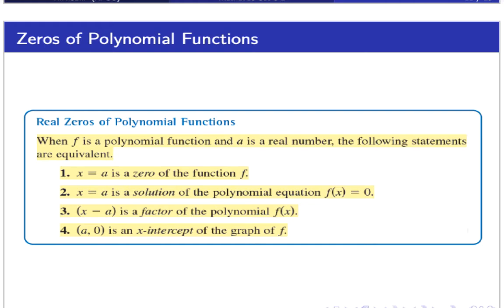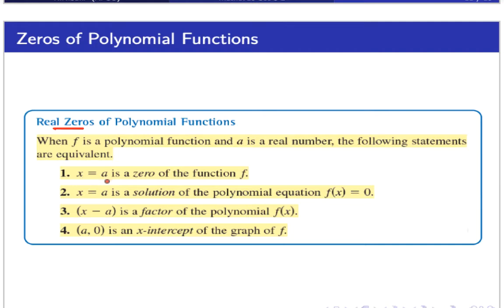Hello everyone. Today we are going to look at zeros of polynomial functions. So what is a real zero of a polynomial function? A real zero of a polynomial function is defined as follows: if I have a polynomial function, say f, and a is a real number, the following statements are equivalent.